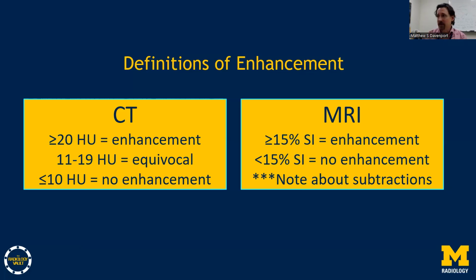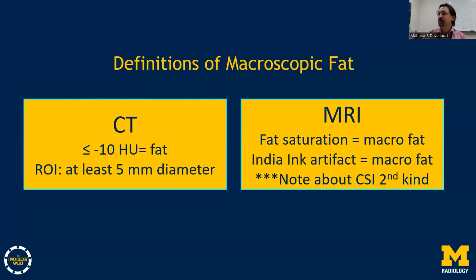And it's very important that the signal characteristics, or the sequence characteristics rather, are identical across those measurements. If it's less than 15%, technically it's no enhancement. And subtractions can be used to qualitatively assess enhancement, but please do be careful because of motion artifacts.